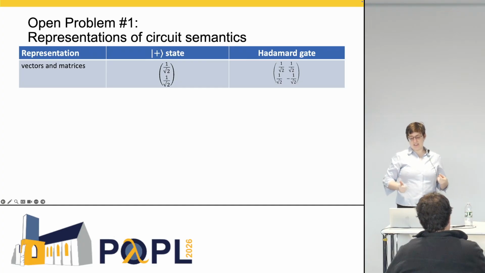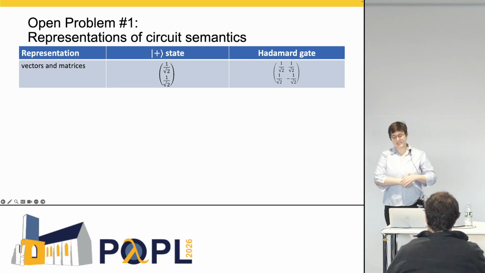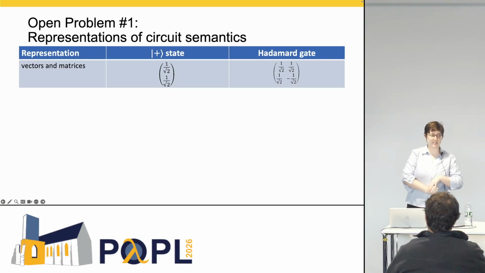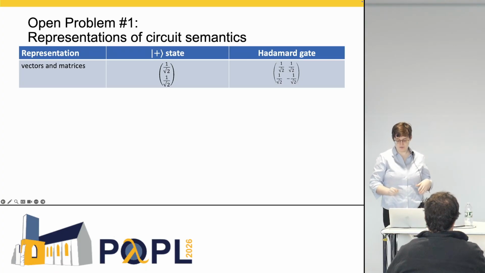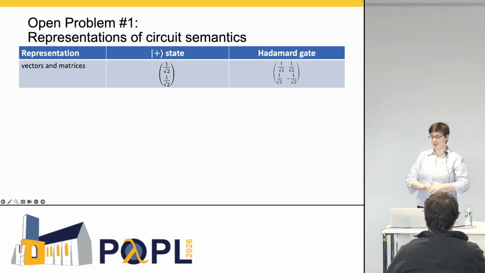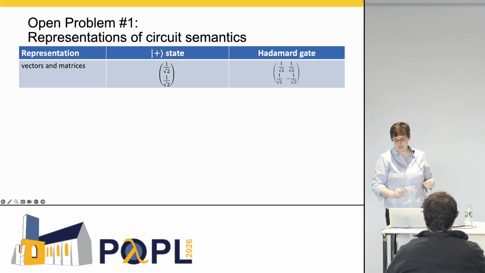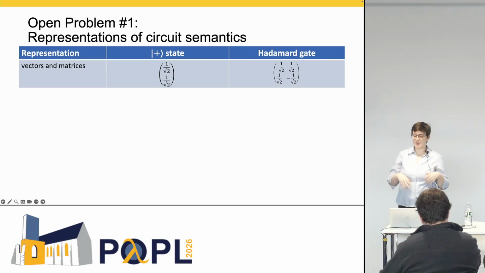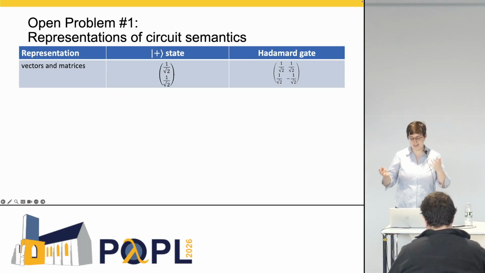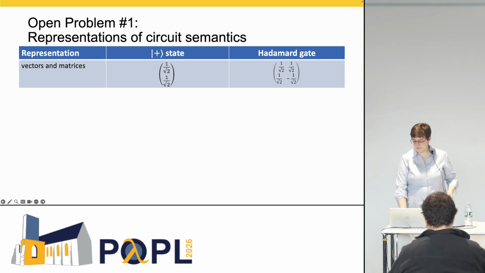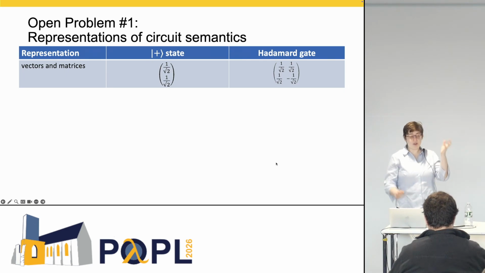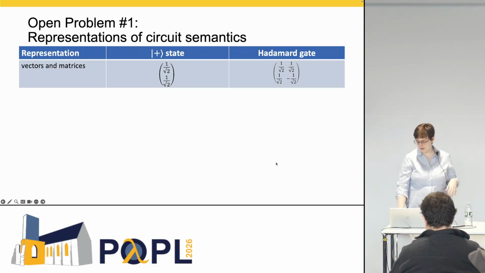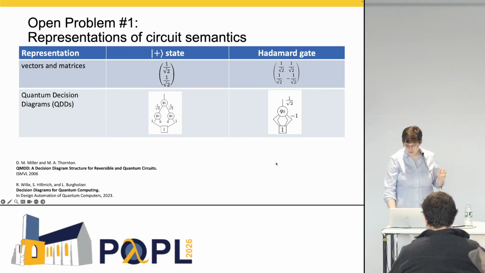One downside is that these are complex vectors, and I can tell you from experience that floating point numbers are not precise enough to capture the semantics of non-trivial algorithms. And of course, this is definitionally not scalable, so a state of n qubits requires a vector of size 2 to the n. So are there any other options? Well, of course there are.